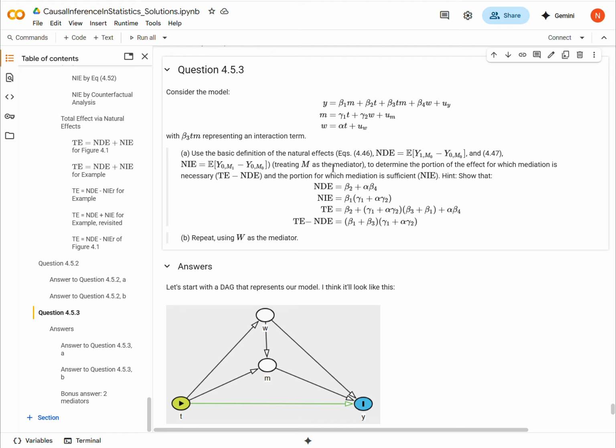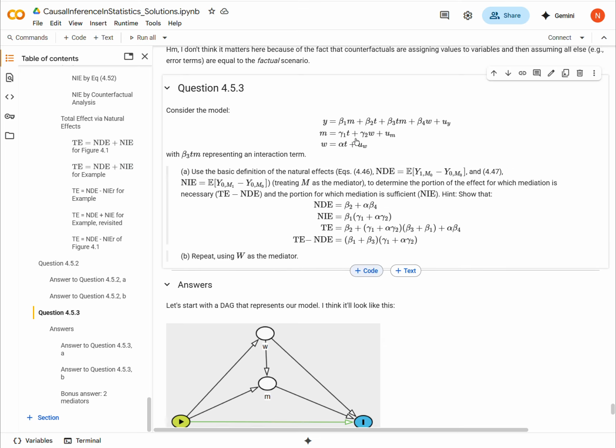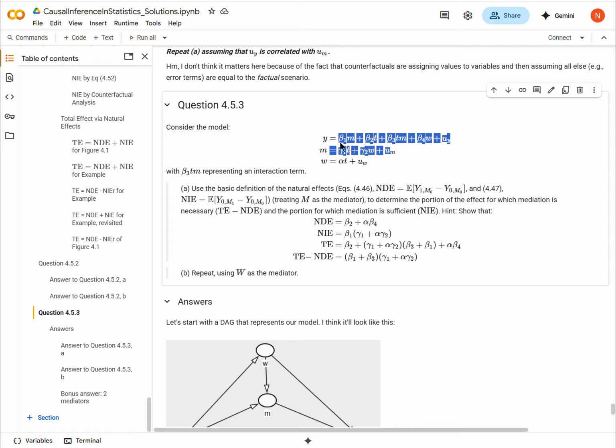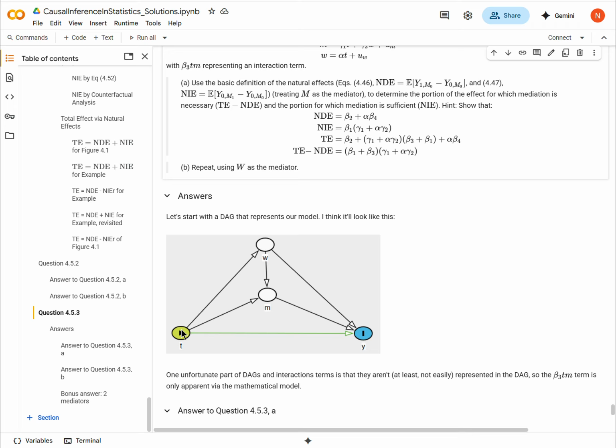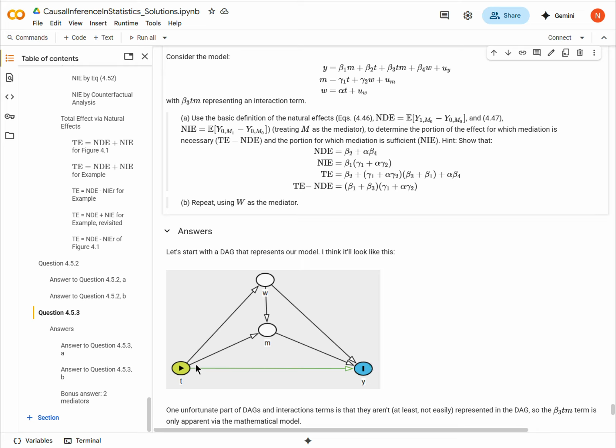Now, I'll get to part B in a second. But when you try to implement these in a DAG, to the best of my understanding, it looks something like this. We have a treatment T, and it's affecting the outcome Y. And then T is acting through both W and M, and W is affecting M. So hopefully you can build that DAG for yourself.